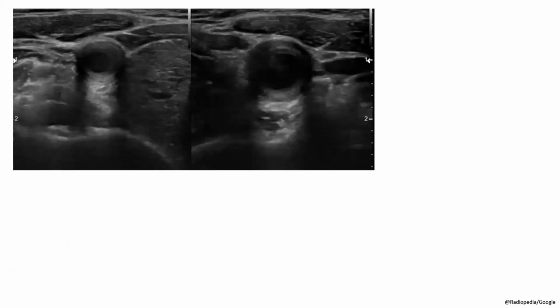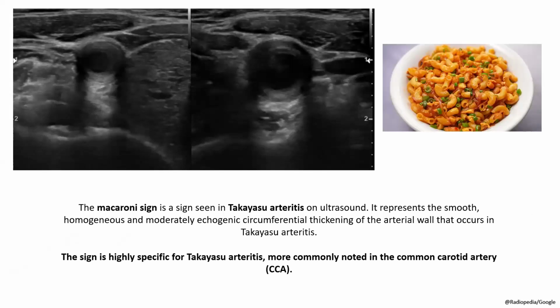What is this sign? This is macaroni sign, which is seen in Takayasu arteritis on ultrasound. It represents smooth, homogeneous, echogenic circumferential thickening of the arterial wall, which typically occurs in Takayasu arteritis. So this is macaroni sign.